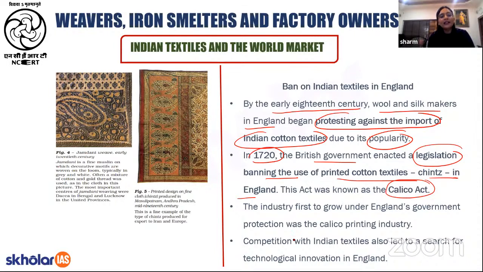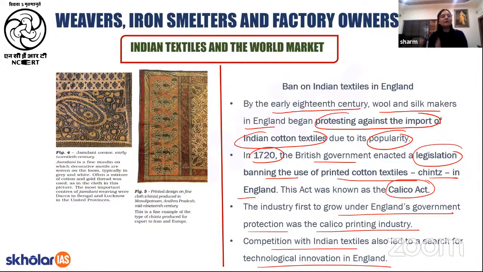Apart from this, students, the industry that was to grow under England's government protection was the calico printing industry. So basically, students, this particular point is telling you that the calico printing industry was the first industry wherein government had come forward to give them a certain kind of protection in the name of the Calico Act 1720. Also, students, the competition with the Indian textiles had led to a search for technological innovation in England.